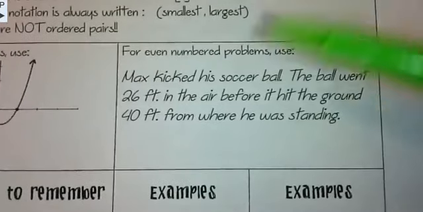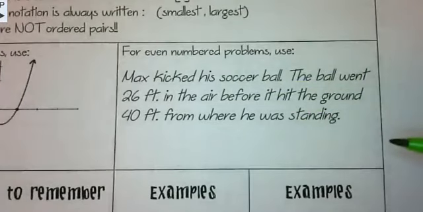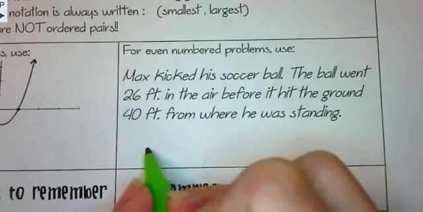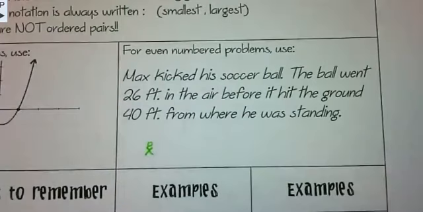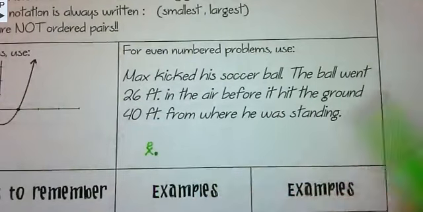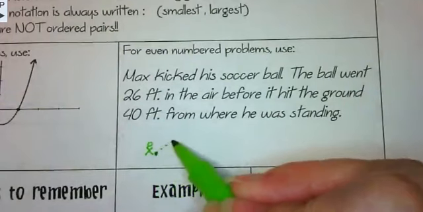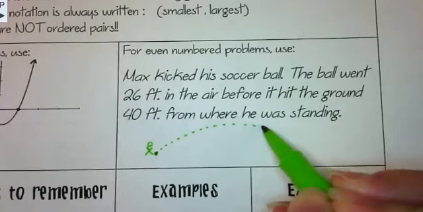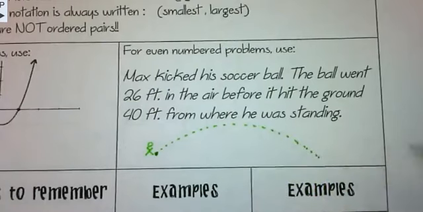All right, looking at this one, Max kicked his soccer ball. The ball went 26 feet in the air before it hit the ground 40 feet from where he was standing. So I'm just going to do a little sketch here. So here's Max. He has his soccer ball right here. He's going to kick the soccer ball, and it's going to go up in the air, and then it's going to come back down and land.